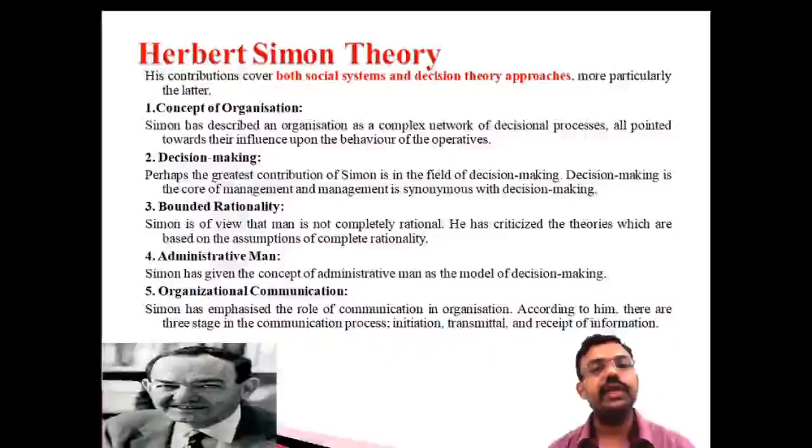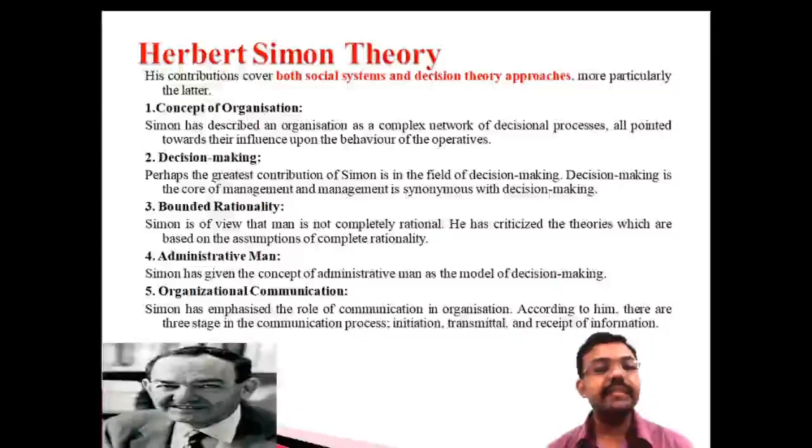So the very important element is the concept of the organization. That means there may be a chance for a complex network within the organization. So all point towards their influence upon the behavior of the operations. Suppose there may be a chance for complex relationships in an organization, in the decision making process. So he has described an organization as a complex network of the decision process, and all pointed towards the influence upon the behavior of the operations. That means those persons who are working in an organization will stabilize the needs of the organization. That's one of the important elements, the concept of the organization. He suggests the first important element is the concept of the organization.